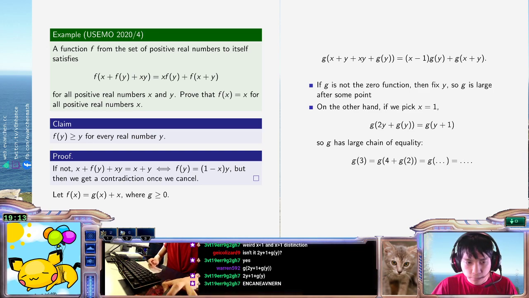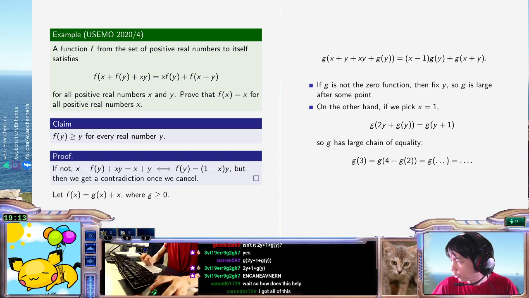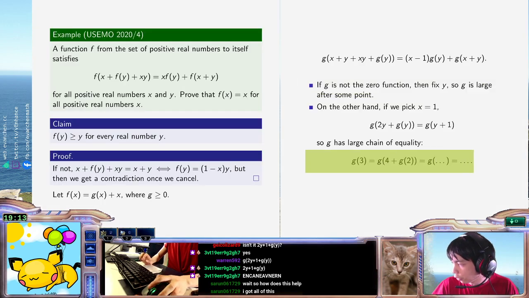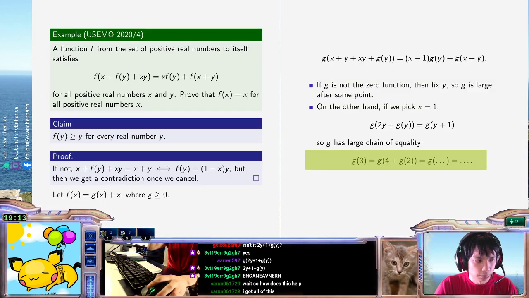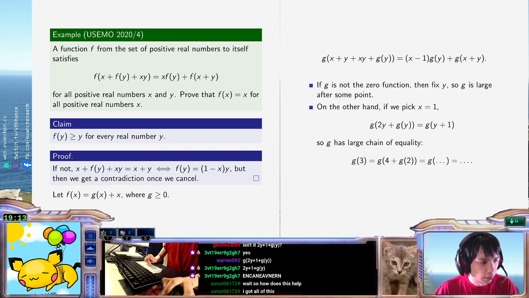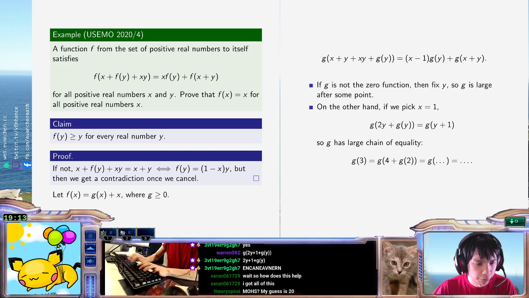So the first bullet means g is large after some point. The second bullet means g has a bunch of constant stuff. This ends the proof. Like, now we're done.